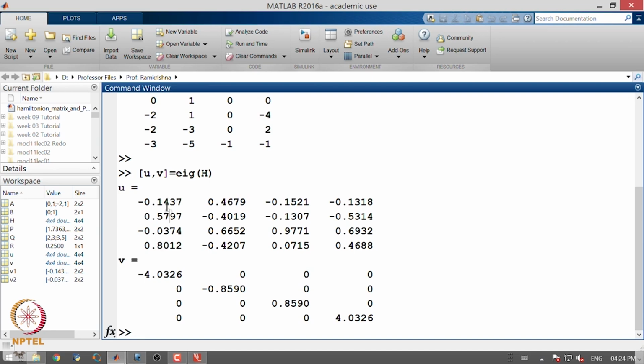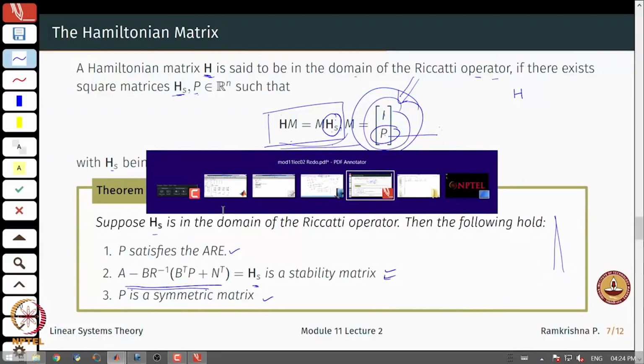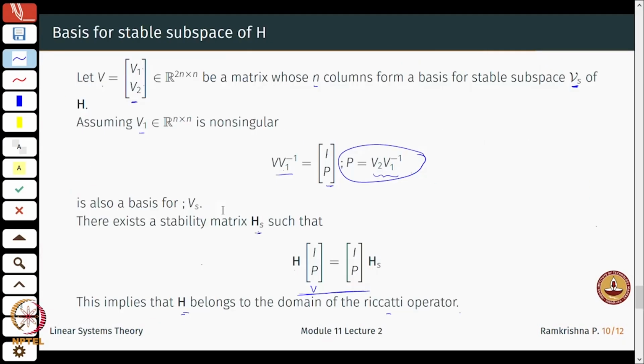Okay. And then the first two rows here, this and this, will be the basis of the stable subspace, right. These two correspond to the stable eigenvalues, that is 0.403 and minus 0.403 and minus 0.85. So these two, the first two columns of U, will now be my basis for the stable subspace. What is that? From the slides, I am just constructing these things. The first two columns of dimension R 2n cross n. In our case, it will be R 4 cross 2.